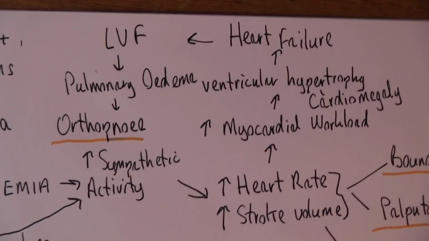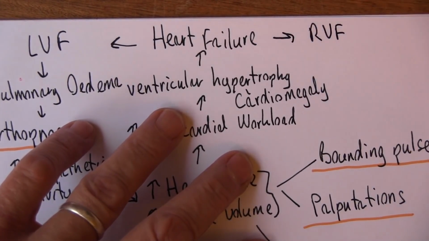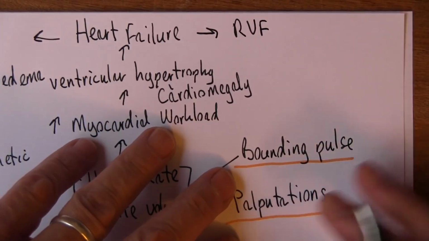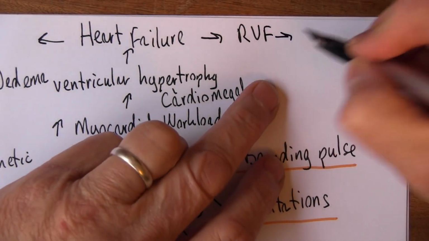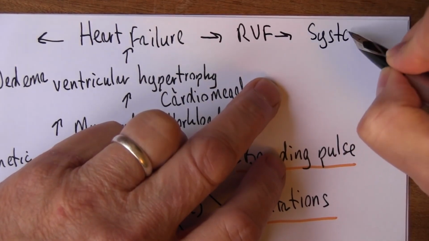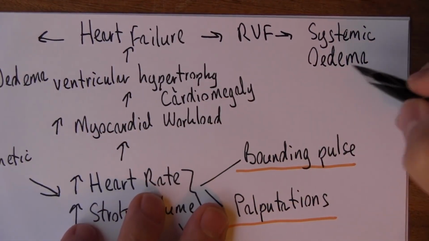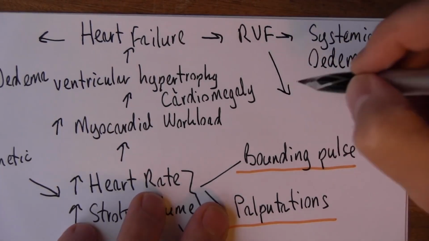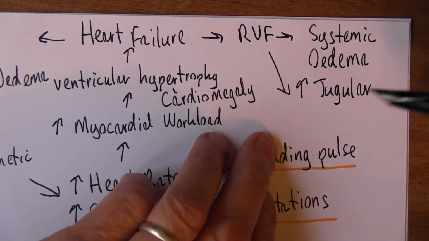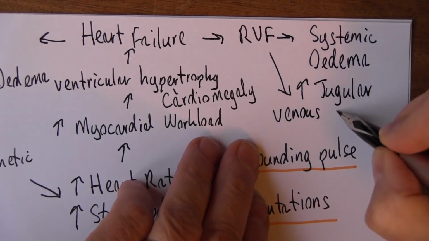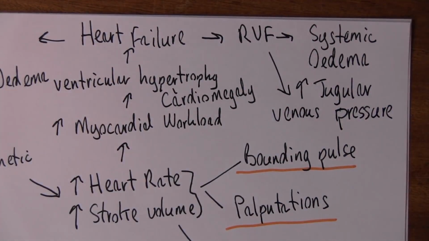And the heart failure, of course, will affect the right ventricle as well. Right ventricular failure. And the right ventricular failure is going to lead to increase in the venous pressure in the systemic veins. So this can lead to systemic edema. So you'll notice probably swollen ankles first. And also if you look for it, you'll notice there's an increase in the jugular venous pressure, increased JVPs.